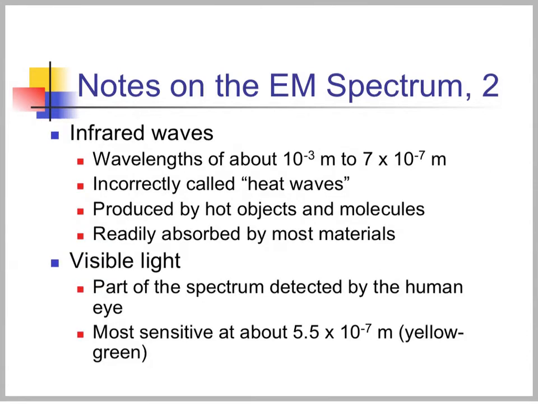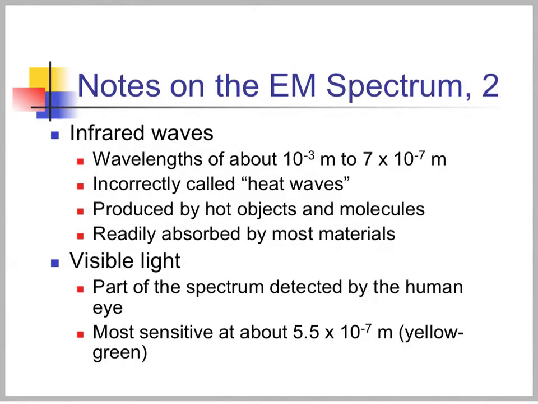Infrared waves, wavelengths of about 10 to the minus 3 meters to 7 times 10 to the minus 7th meters. Sometimes they're called heat waves, but that's kind of a misnomer. They are produced by hot objects and hot molecules, and they're readily absorbed by most materials. The heat coming off, or the light coming off of a hot object, you can tell the difference in temperatures by looking at the infrared wavelengths.